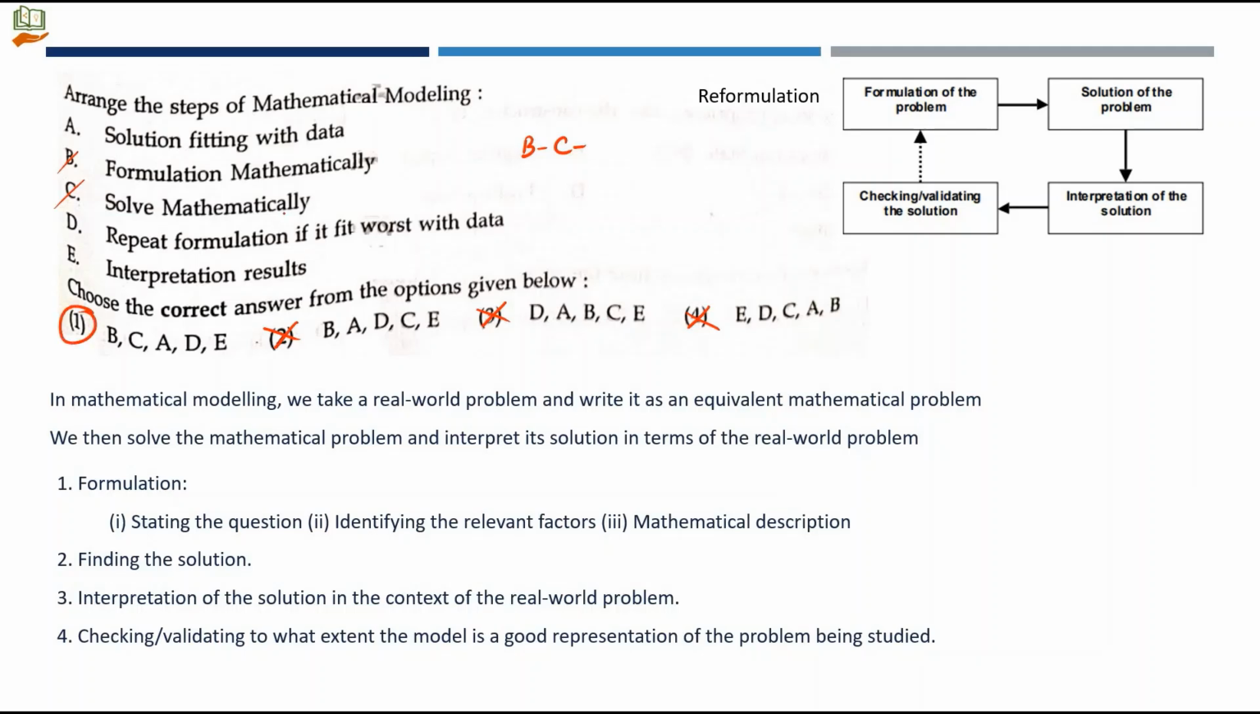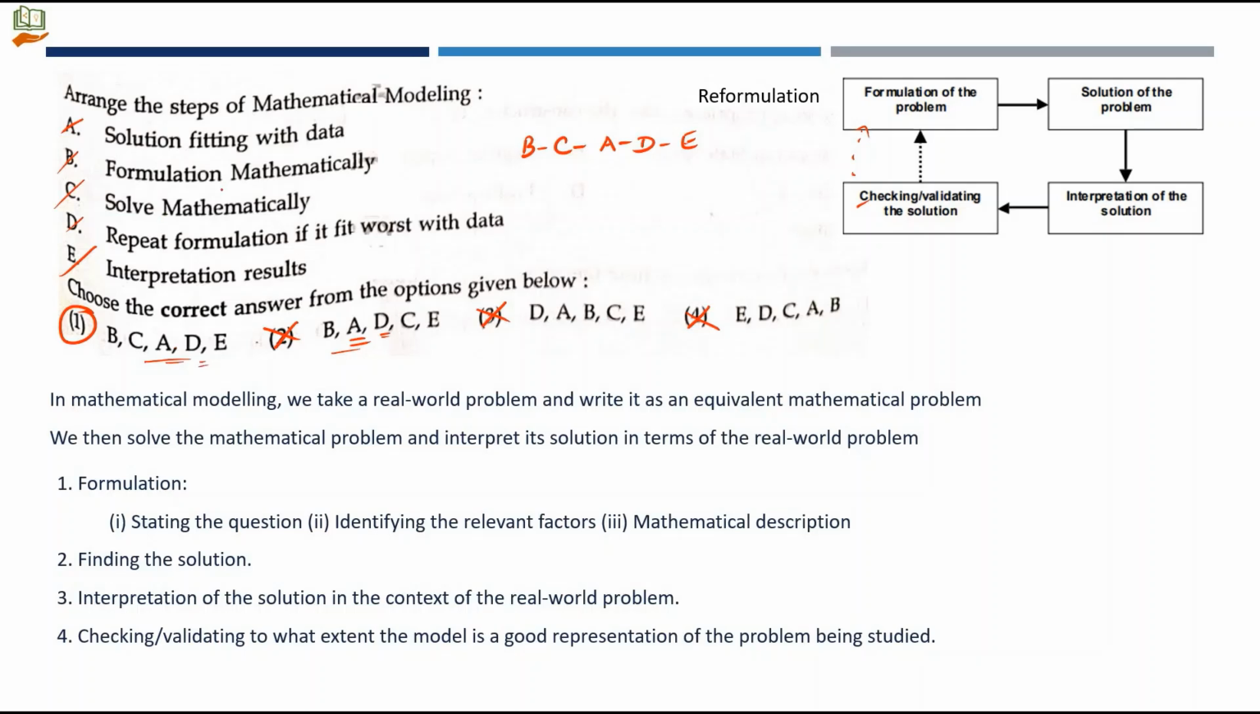So what will be the next step? We have to check whether the solution is perfectly working for the data. Solution fitting with data is the next step. A will be coming next. We have to repeat formulation if it fits worst with data. So once you are not okay with this step, you have to go for reformulation. You have to first check whether data fitting is right. If you find it to be a worst fit, you go for repeat formulation. Finally, you go for interpretation of results, which is E.